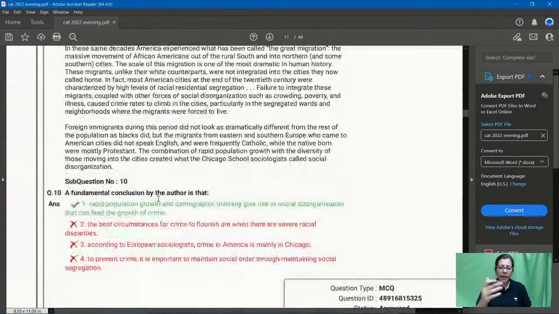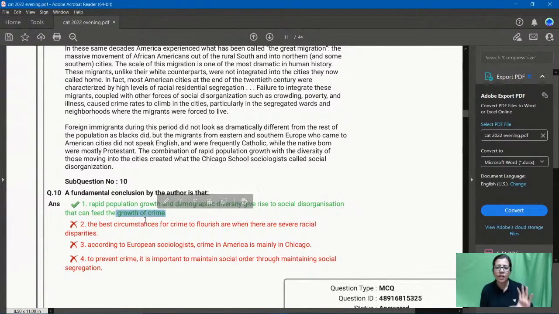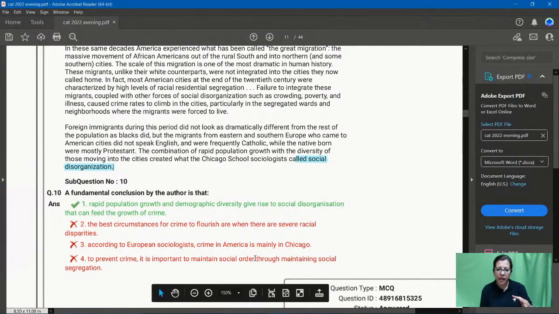Then conclusion by the author. This was very easy. Why? Because आपका rapid population growth and demographic diversity gave rise to social disorganization, crime. The key word was social disorganization, which you could get after reading the first and last paragraphs. Okay, ये देख लो यहाँ पे social disorganization यहाँ here. So after getting the keywords, obviously option 2 is vague. वो eliminate हो जा रहा है. Option 3 is again vague. It's between option 1 and option 4.